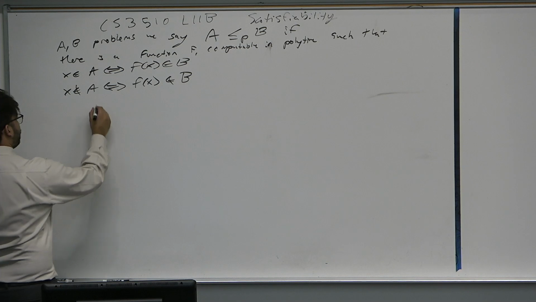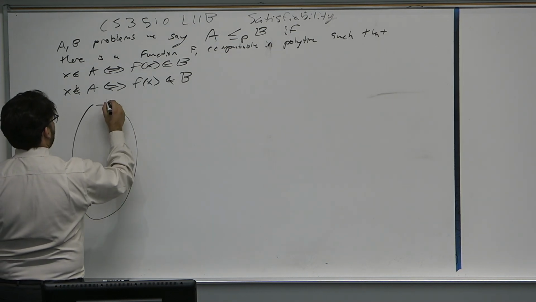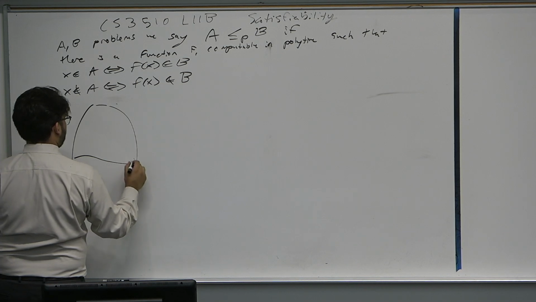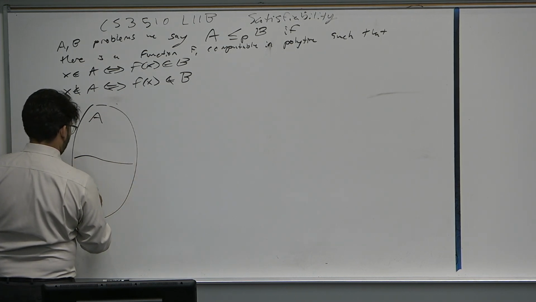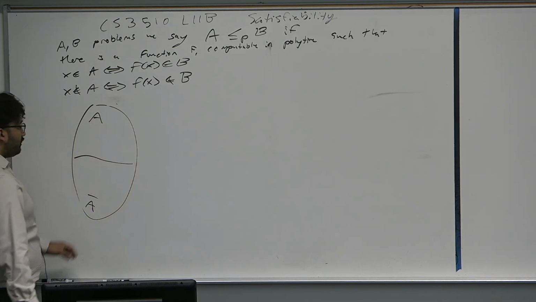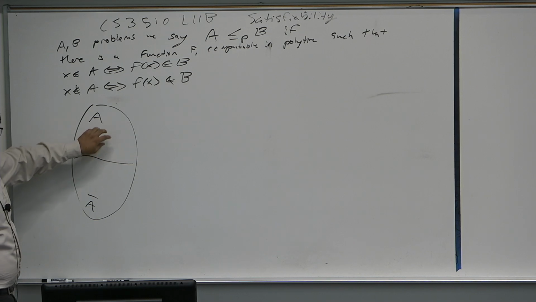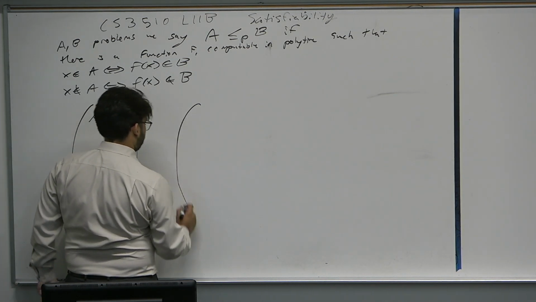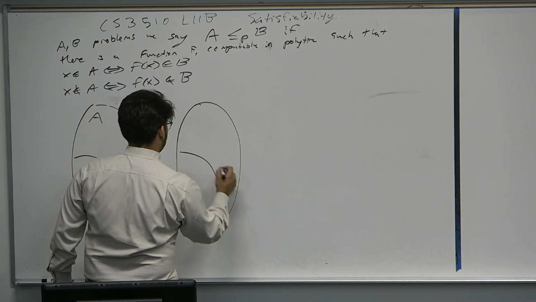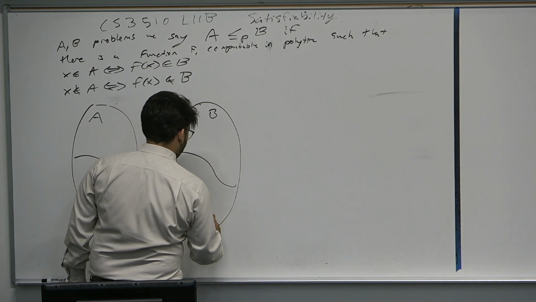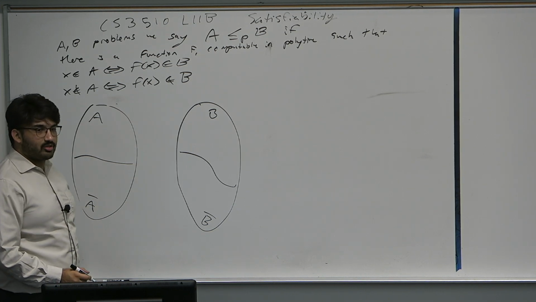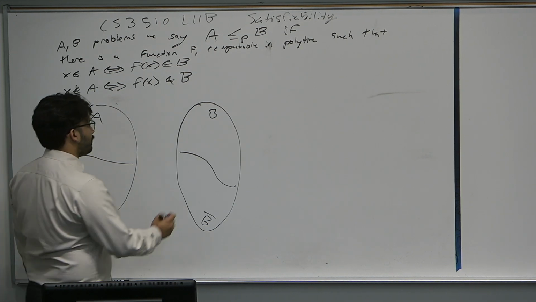What you should think about is that we have problems here in A. There are things that are good and there are things that are bad. So we have something like this. A is here, and then A complement is here. These are the space of all things. These are things that are good. These are things that are bad. We have B here. B has its own things that are good and its own things that are bad. The polytime reduction simply preserves correctness. It maps good to good and bad to bad.